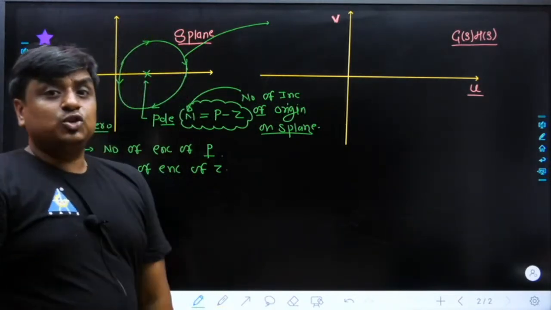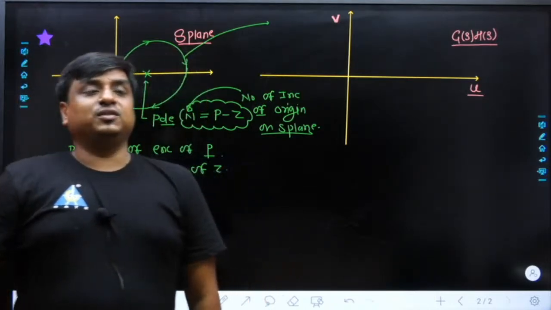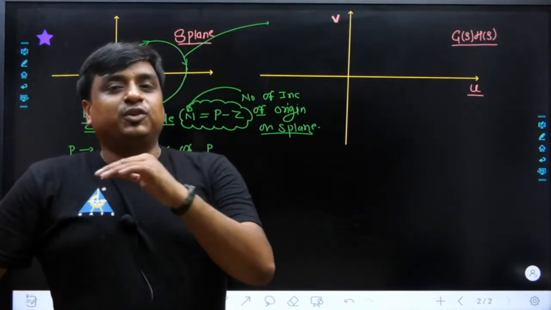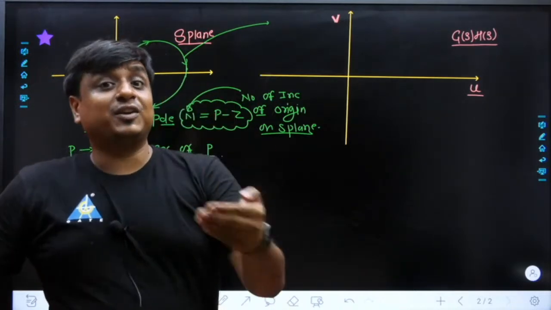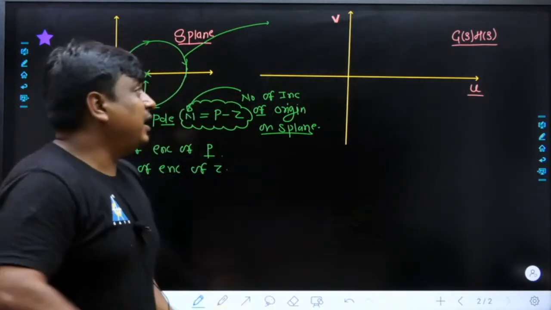And now in future, you may have different kinds of open loop transfer functions. Like you may have (s plus 1) divided by (s plus 2), you may have s divided by (s plus 1)(s plus 2). Now what would happen?